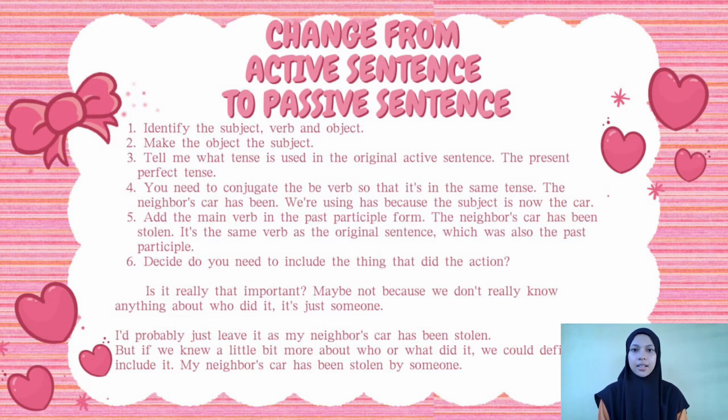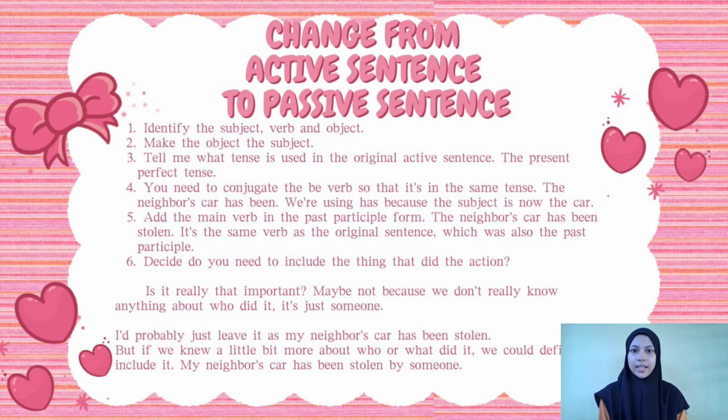The neighbor's car has been. We are using has because the subject is now the car. Step 5, add the main verb in the past participle form. The neighbor's car has been stolen. Stolen is the same word as the original sentence, which was also the past participle. Step 6. Decide. Do you need to include the thing that did the action?